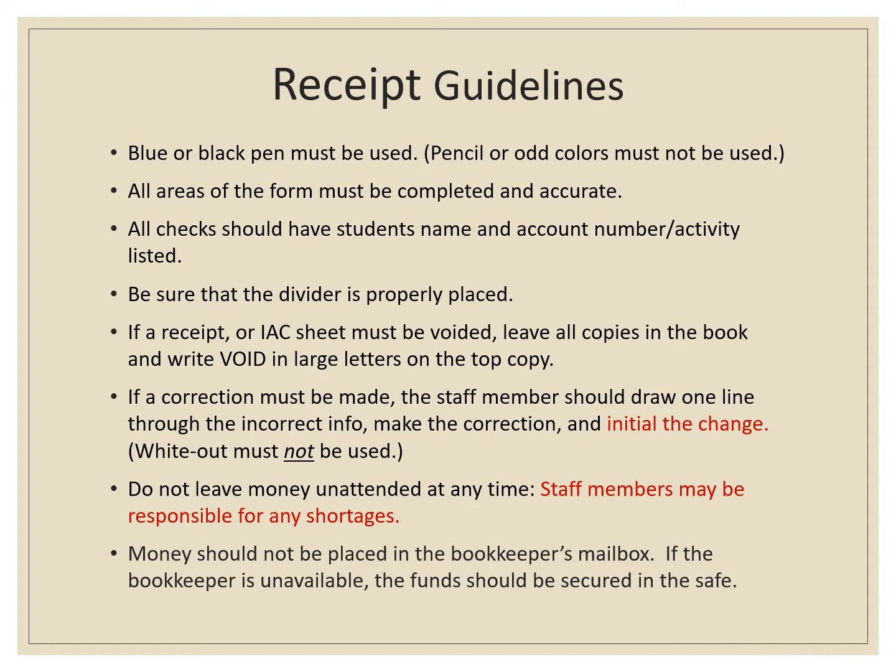If a receipt or IAC sheet must be voided, leave all copies in the book and write void in large letters on the top copy. If a correction must be made, the staff member should draw one line through the incorrect information, make the correction, and initial the change. Whiteout must not be used.